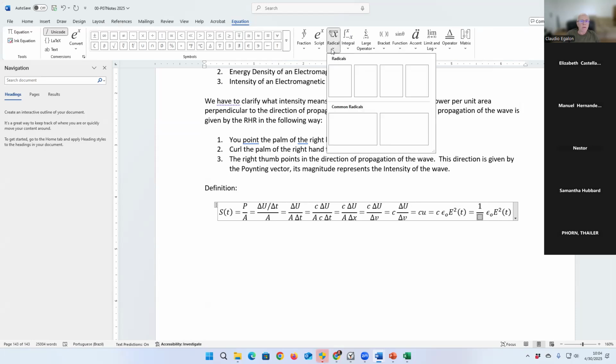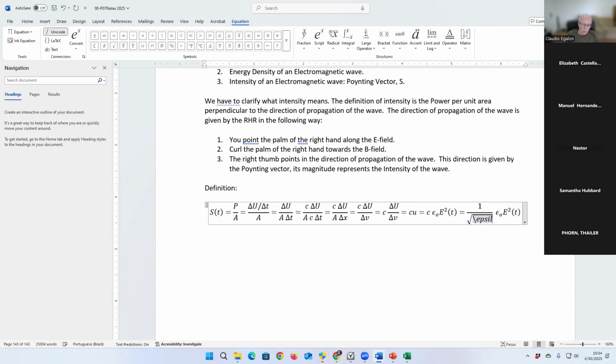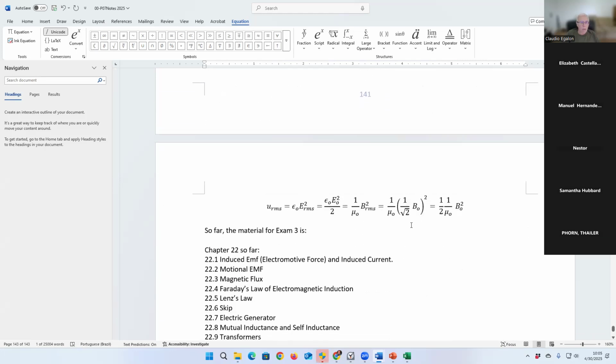Those important constants that we saw, here you go, epsilon naught, and then we're going to do mu naught. Remember that relationship, okay? And there's a relationship between E and B as well.